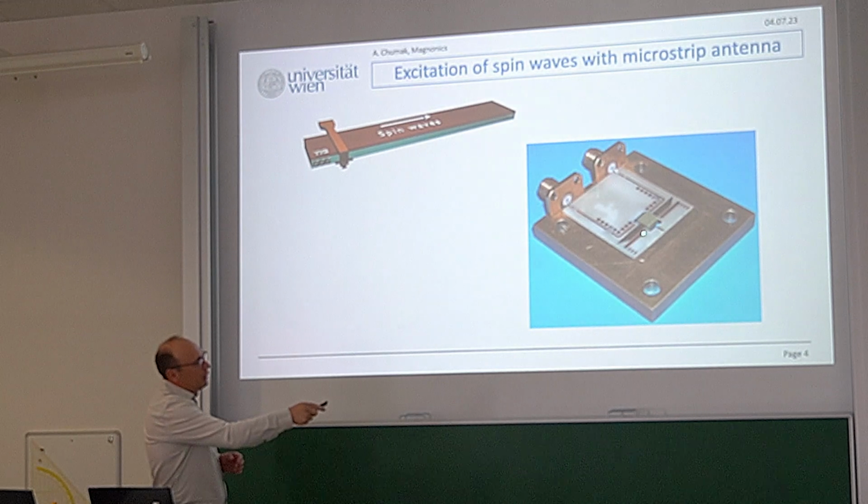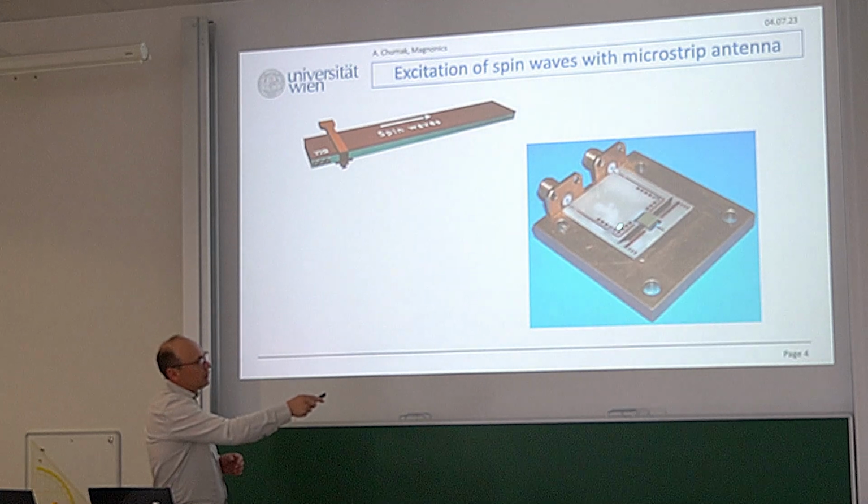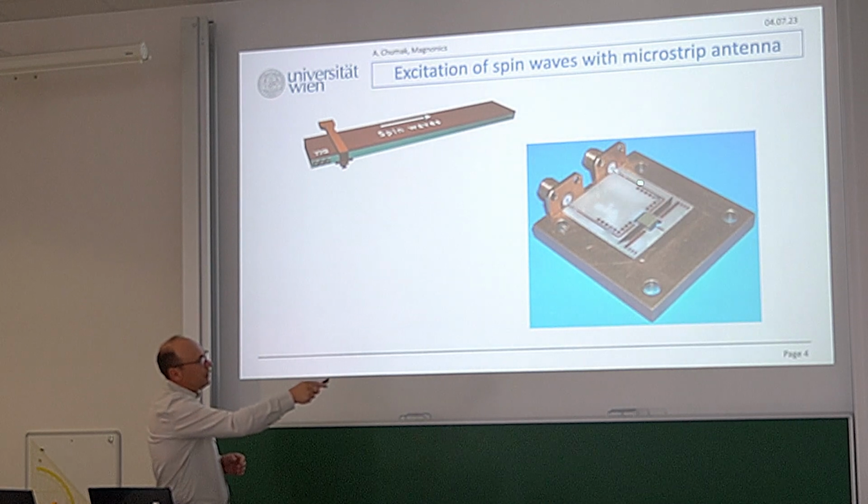So here we have one antenna. On another side, we have another antenna. We excite the spin wave here, and we detect it on the other side.